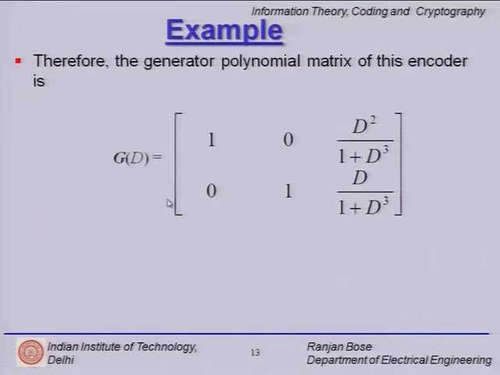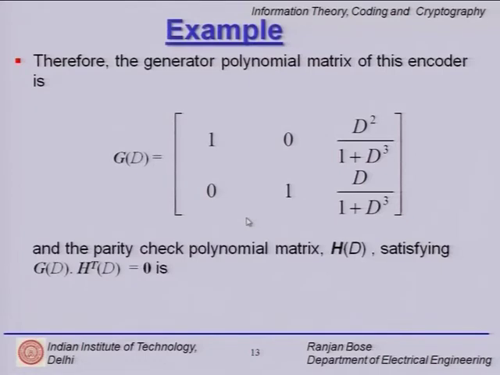So, you have a simple representation of this generator polynomial matrix. This unity, this 1 and 1 here, an identity matrix in the beginning, shows that it is a systematic encoder. Clearly, if we have G(D), we can write out the parity check polynomial matrix H(D), such that G(D) times H transpose(D) should be equal to the 0 matrix.